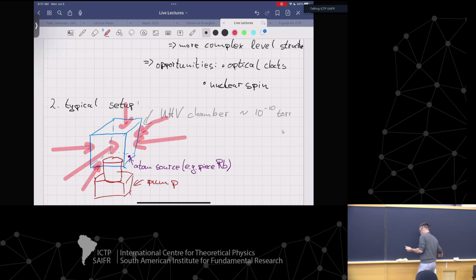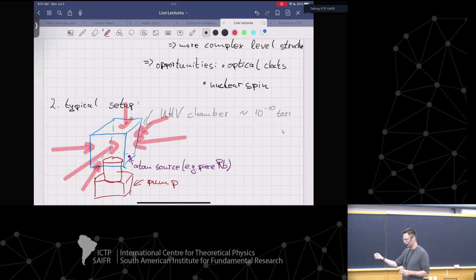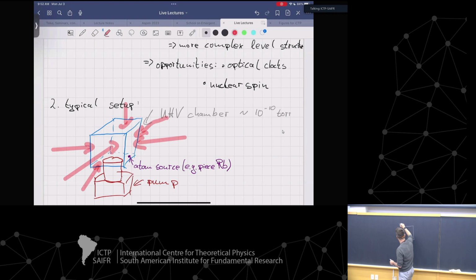Well, this rubidium is like a salt, or a solid piece. In quantum computing, you think about all these dilution refrigerators and cryostats. All of this here is at room temperature, so we are not heating it up or cooling it down to the touch. It's really just that we cool these atoms. Maybe I'm making a very simplified picture there, where this is my UHV chamber.